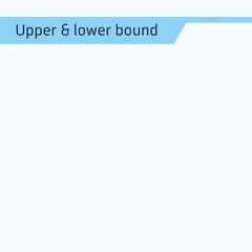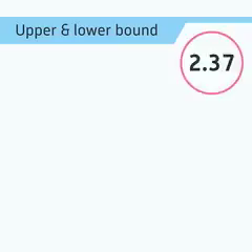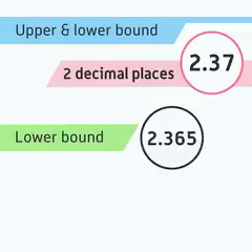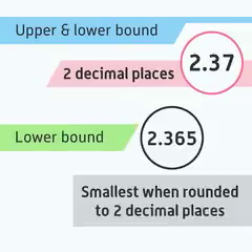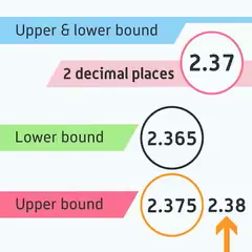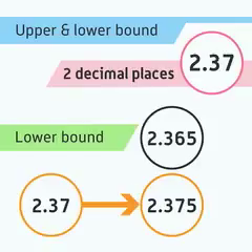Let's have a go at finding the upper and lower bound for 2.37, measured correct to 2 decimal places. The lower bound is 2.365, because this is the smallest number that rounds to 2.37 when rounded to 2 decimal places. The upper bound is 2.375, because although 2.375 rounds up to 2.38, anything between 2.37 and 2.375 rounds to 2.37.